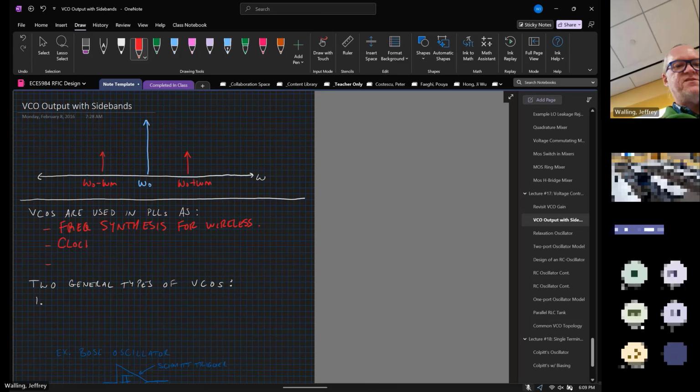In wireline transceivers, these are used in clock and data recovery. So if I send information across the wireline bus, I can use a local oscillator to help recover the clock signal so that I don't have to transmit the clock signal. This assumes that the data has a certain amount of periodicity in it.